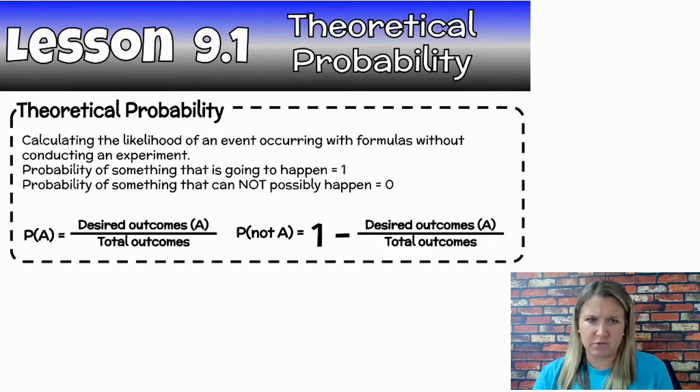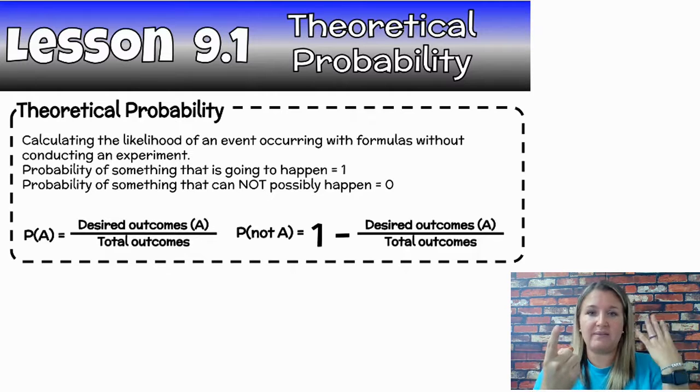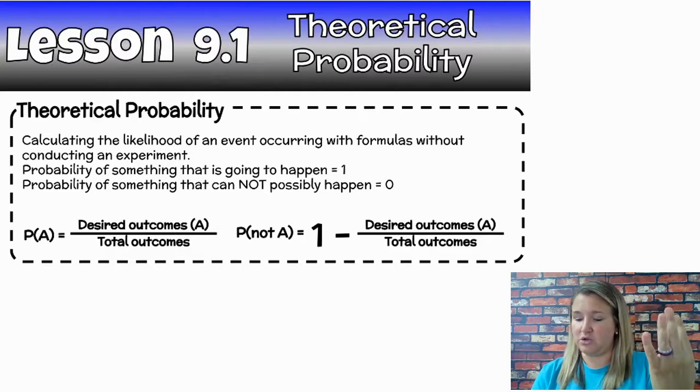If you have a multiple choice test, then you have four possible answers and one right one. So the desired outcome is the right one, and the total possible outcomes are four answer choices. So your desired is one, and your total is four.